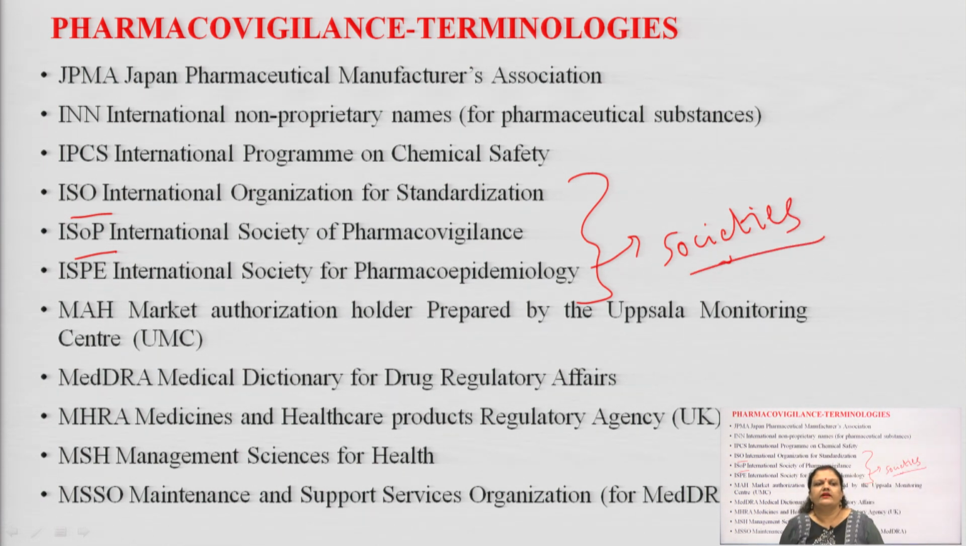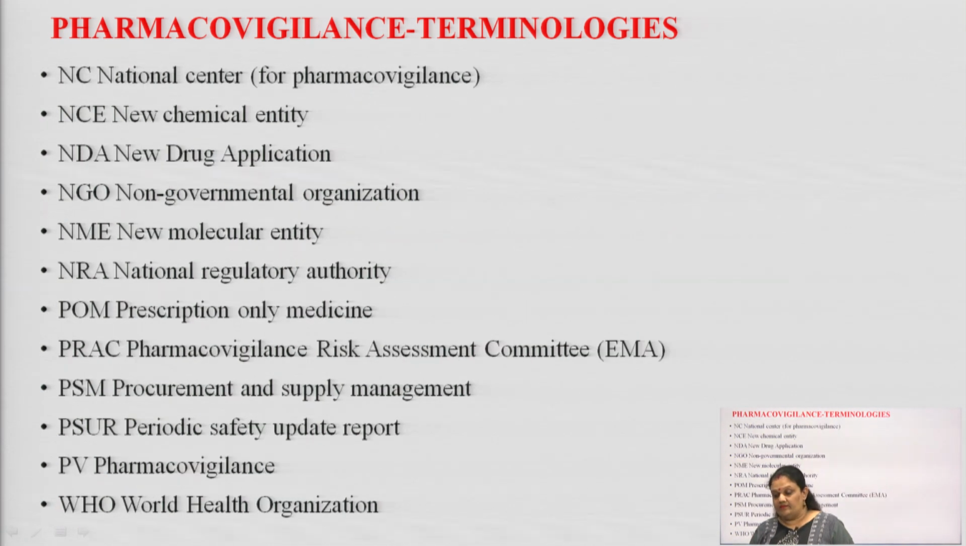Then MAH, Market Authorization Holder, it is prepared by the UMC. Then we have MedDRA, MED means medicine or medical, DRA means Drug Regulatory Authority, or you can say Drug Regulatory Affairs. Then we have MHRA, Medicines and Healthcare Products Regulatory Agency, given by the United Kingdom. MSH, Management Sciences for Health. MSSO, it is very important, you have to remember this, it is the Maintenance and Support Services Organization. Basically, we will go into this in our next lecture, this is for MedDRA.